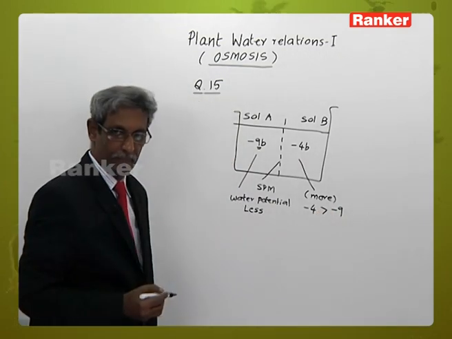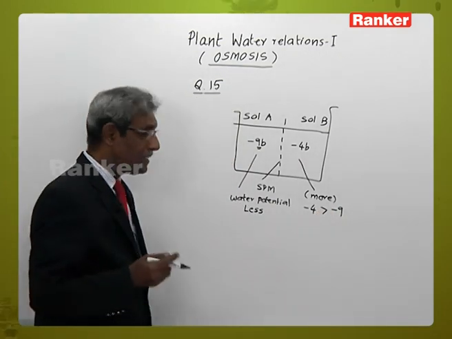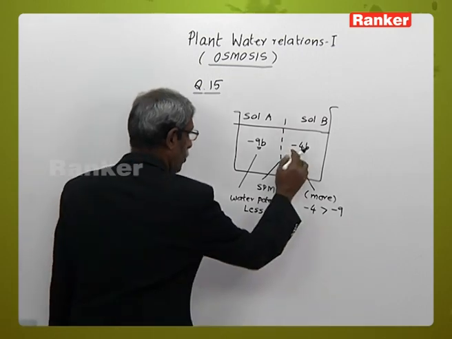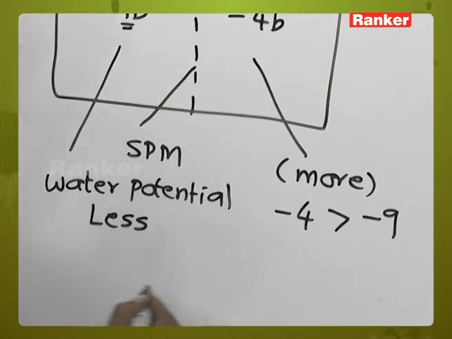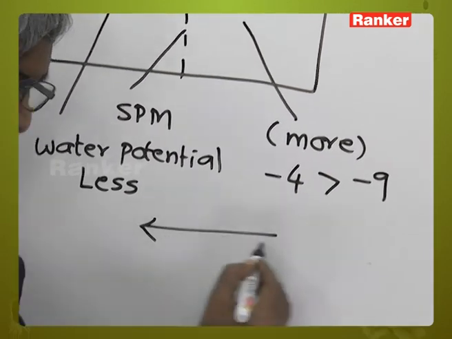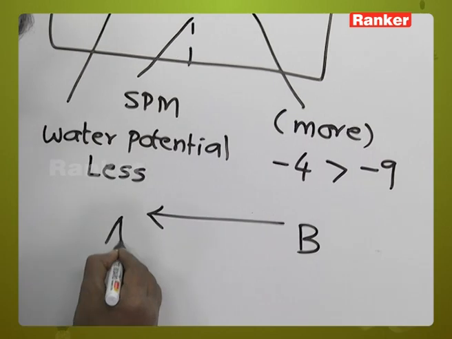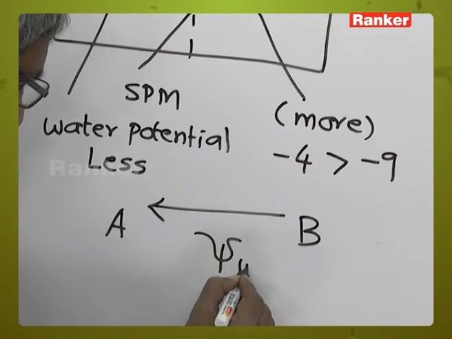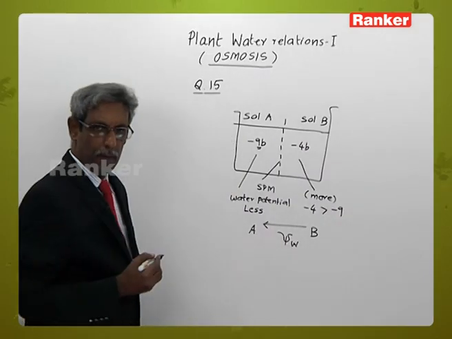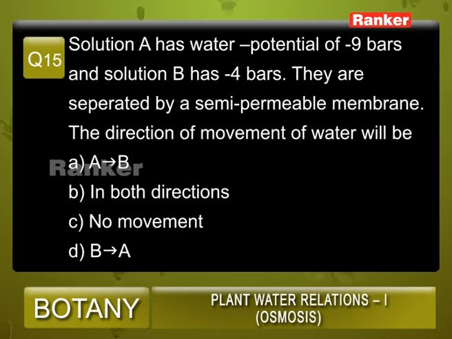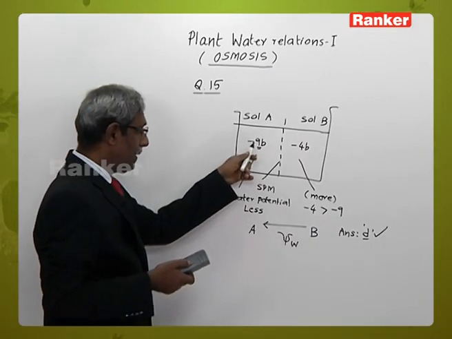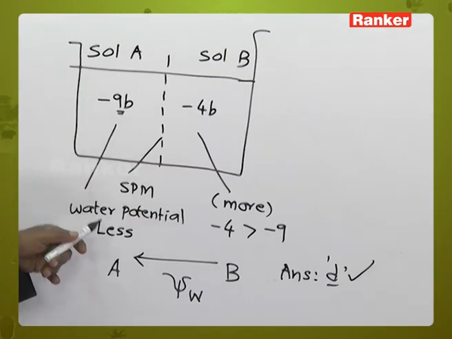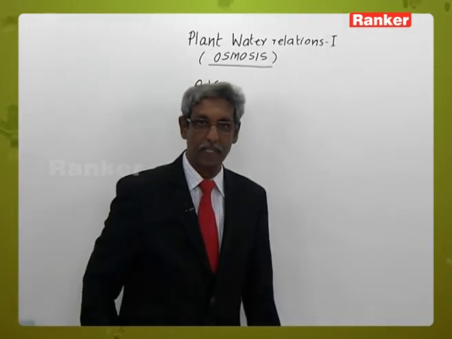terms of water potential. Thereby it always moves from a value which is higher, that is from minus 4 to minus 9, hence the direction of movement of water is from B to A in terms of the water potential. Hence, the right answer is D. So, we need to primarily understand that the negative value indicates that its value is actually less.